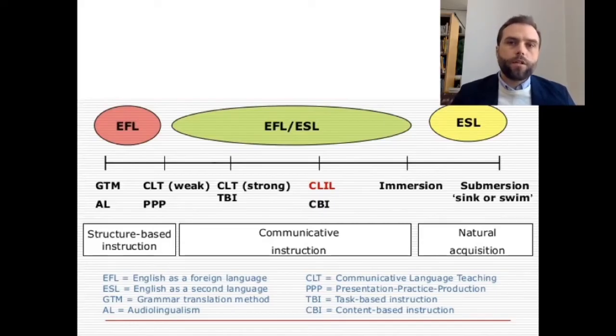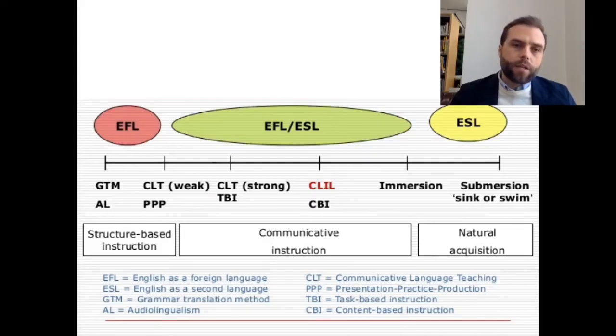So there are other contexts, such as if a Korean goes to study in North America or Britain or Australia, then they would be an ESL student because they're living in the target language culture and they're learning English as a second language. Okay, so you can see here on this chart, EFL is at one side. In the middle, you've got EFL and ESL combined, and then on the other side, you've got ESL.